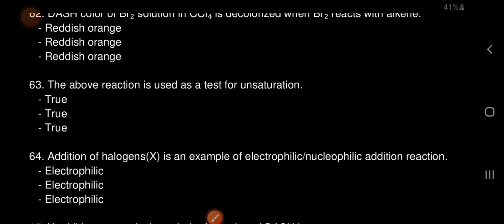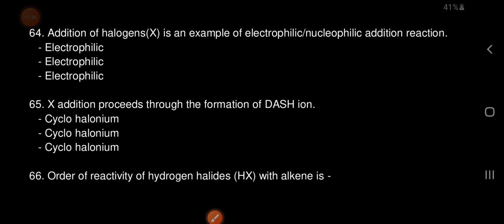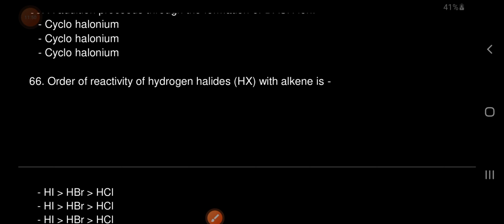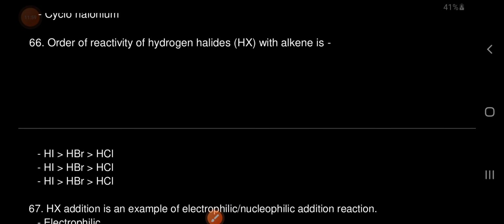The above reaction is used as a test for unsaturation. True. Addition of halogens is an example of electrophilic or nucleophilic addition reaction? Electrophilic. X2 addition proceeds through the formation of a cyclohalonium ion. Order of reactivity of hydrogen halides with alkene is HI greater than HBr greater than HCl.